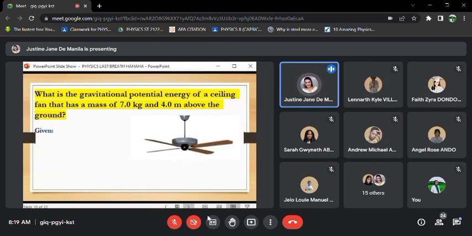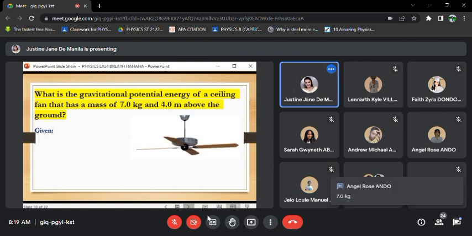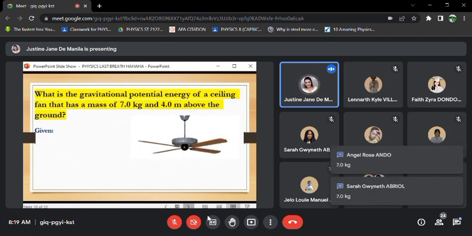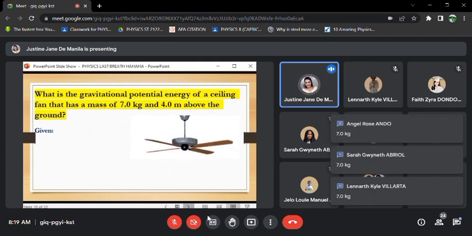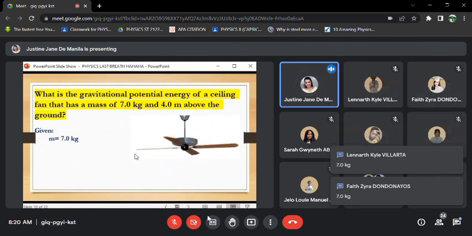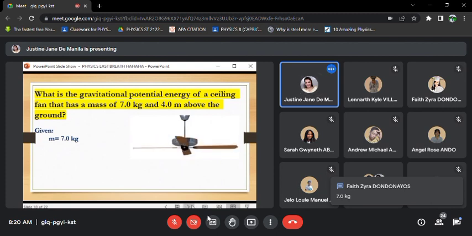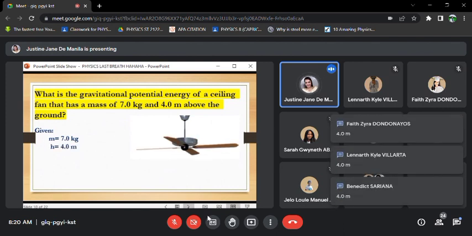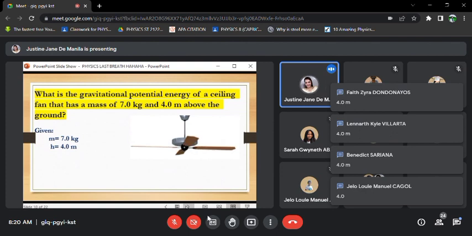So, now let's identify first the given. So, what is the mass of the ceiling fan, class? Okay, 7 kilogram according to Angel and Sarah. Leonard. Okay, very good. We have also Faith. We have 7 kilogram. How about the height? Okay, 4 meter.